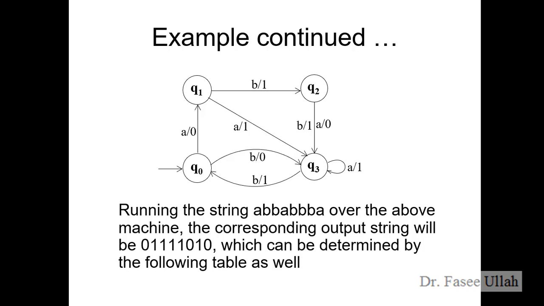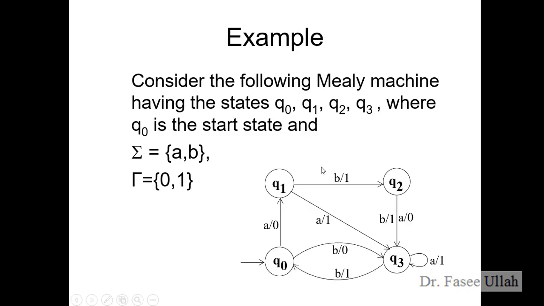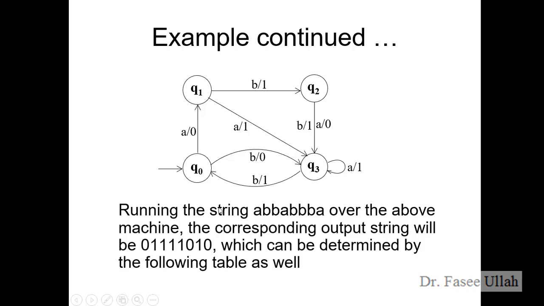Okay, continue with the same example, with the same diagram, right? We have the input string A, B, B, A, 3 times B and A for the above machine. The corresponding output string will be produced, right? So if we run this input string using this diagram, we may get this output using the Mealy machine concept.